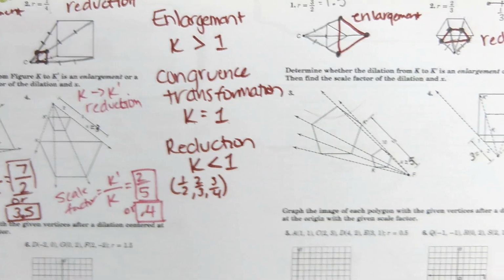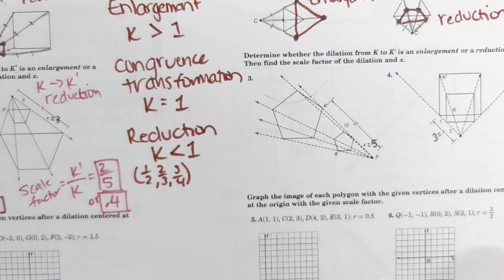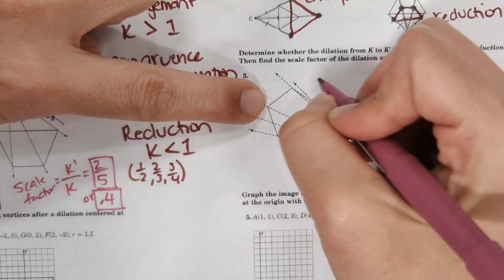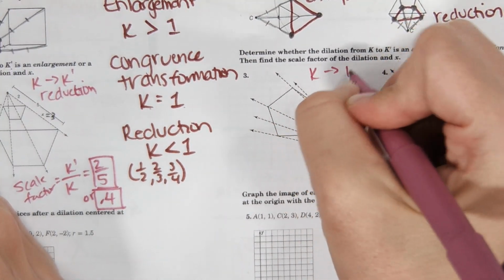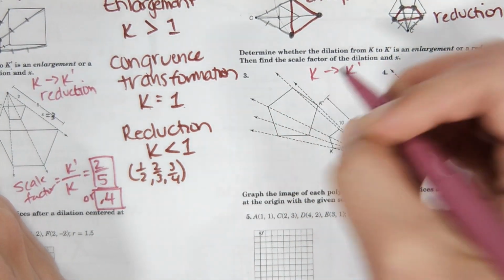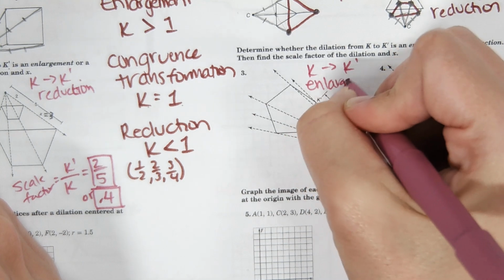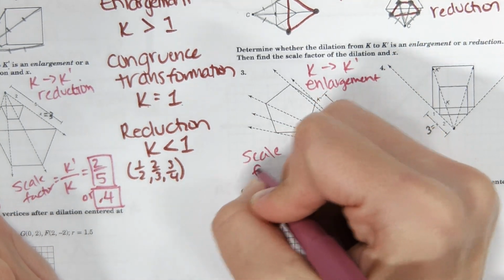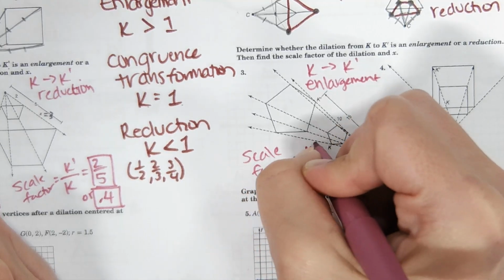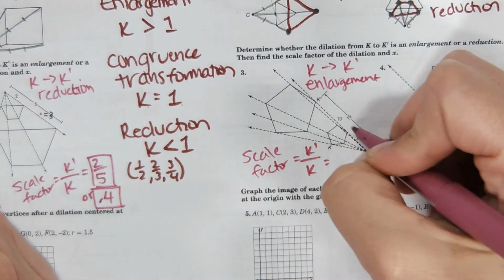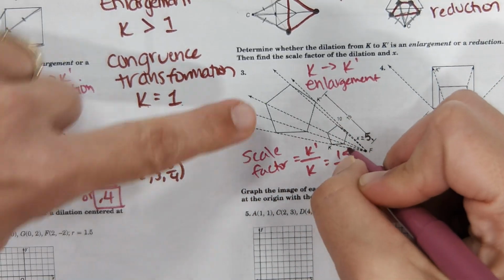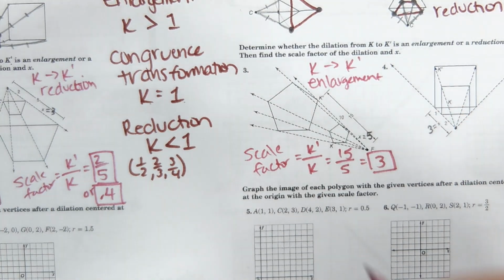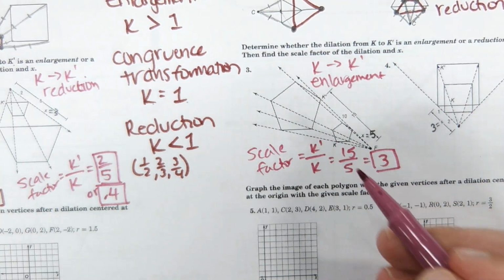Okay, we are going to continue. Same concept with number 3. Again, it's going from k to k prime. So k to k prime is getting larger, so this is an enlargement. For a scale factor, it's new over the original. So k prime is 15, and then to k is 5, so the scale factor is 3. So this is 3 times as large as this.